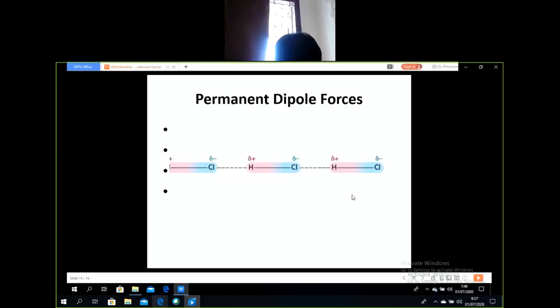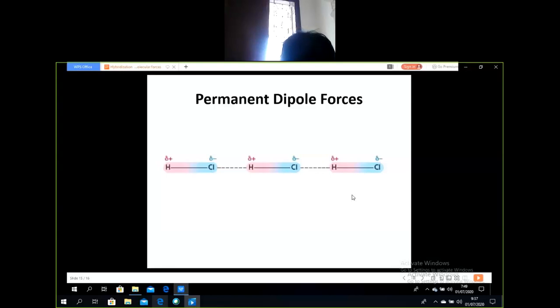And then permanent dipole forces. We know already about dipole. Yesterday I told you already about dipole. A dipole is the end of a molecule. There is one end and the other end.